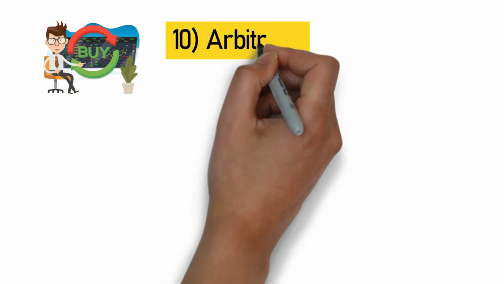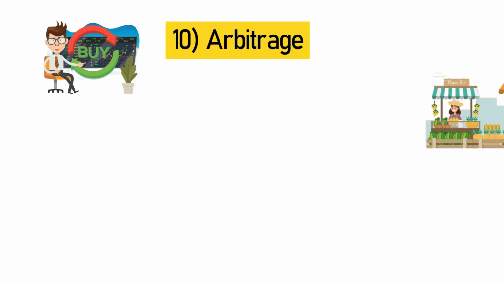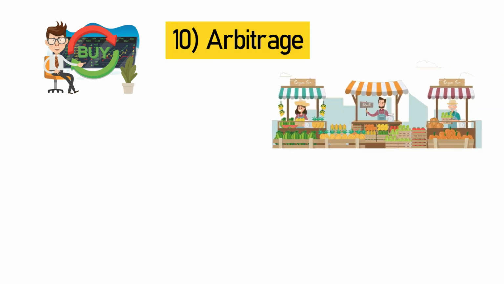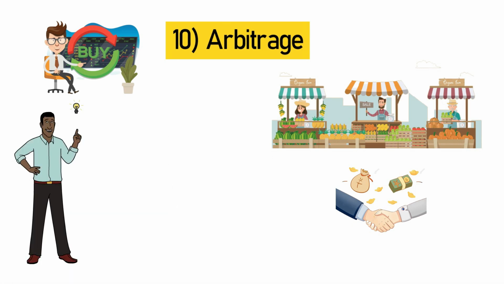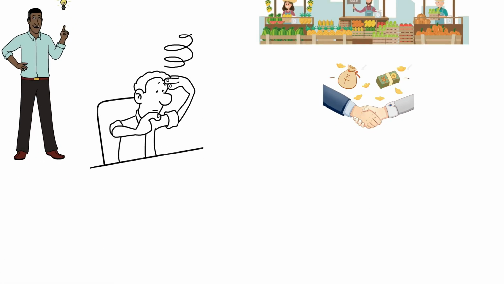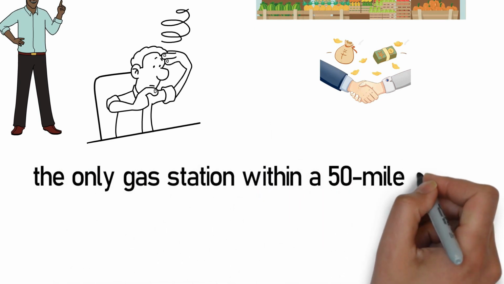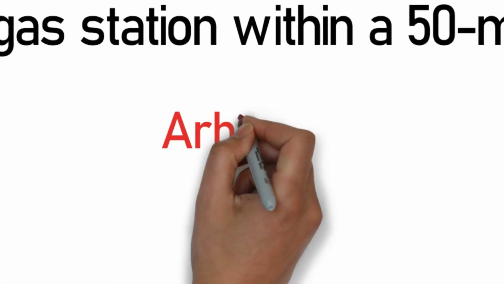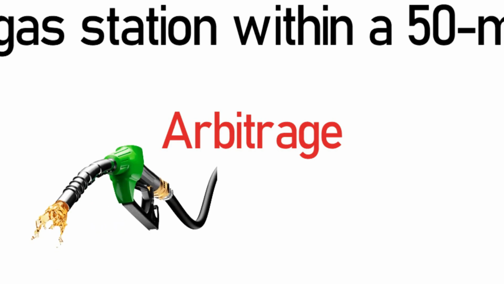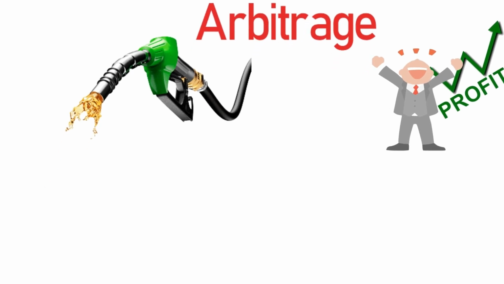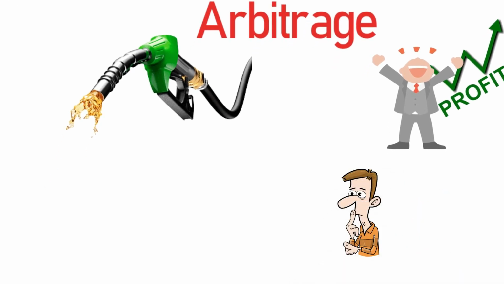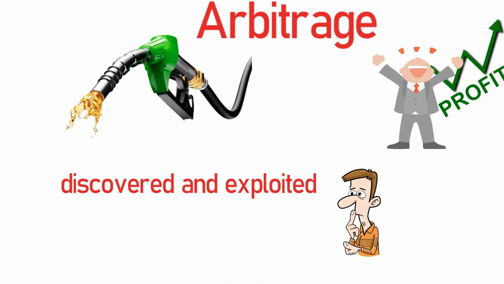Number 10. Arbitrage. If two markets sell the same good, an arbitrage exists if the goods can be bought profitably in one and sold profitably in the other. This model appears simple at first glance, but it can take many forms. The only gas station within a 50-mile radius is also an arbitrage because it can buy gasoline and sell it at a profit, temporarily, without interference. Almost all arbitrage opportunities fade away as they are discovered and exploited.